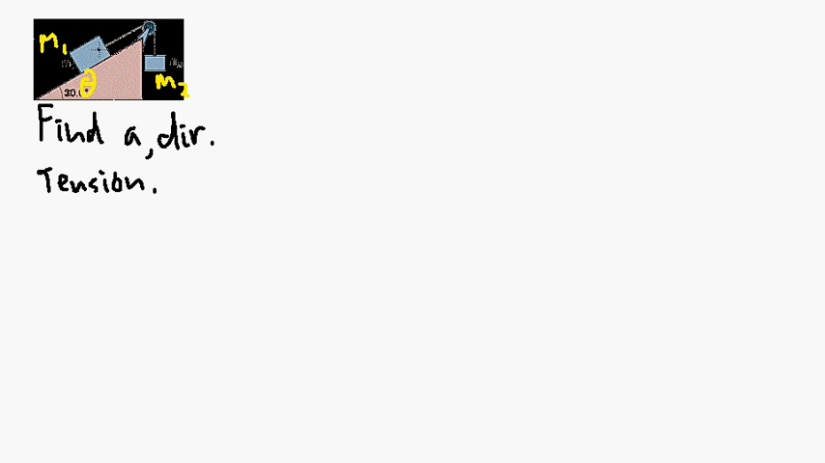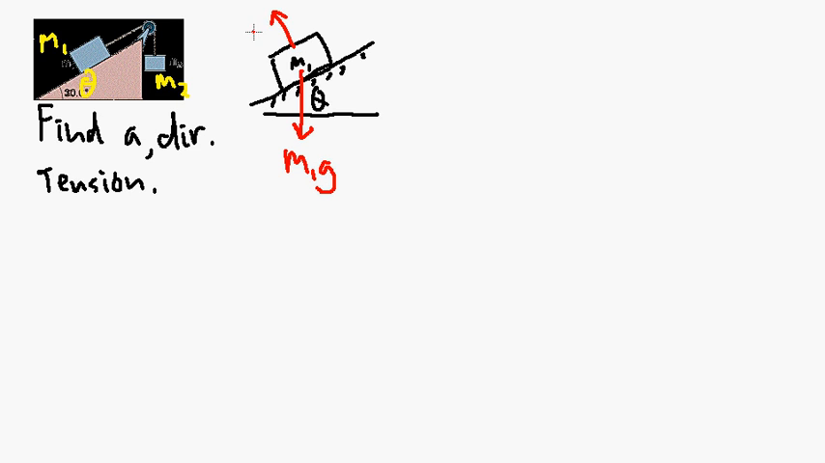So let's identify. I'm going to draw my little sketch of block 1. There's M1 on this slope, which has an angle of theta. And so what are our forces acting on block 1? Of course, we've got gravity, good old M1G down there. We've got our normal force, good old N1, I'll call it. And we got the tension. Friction force? Nope, because we don't have friction here.